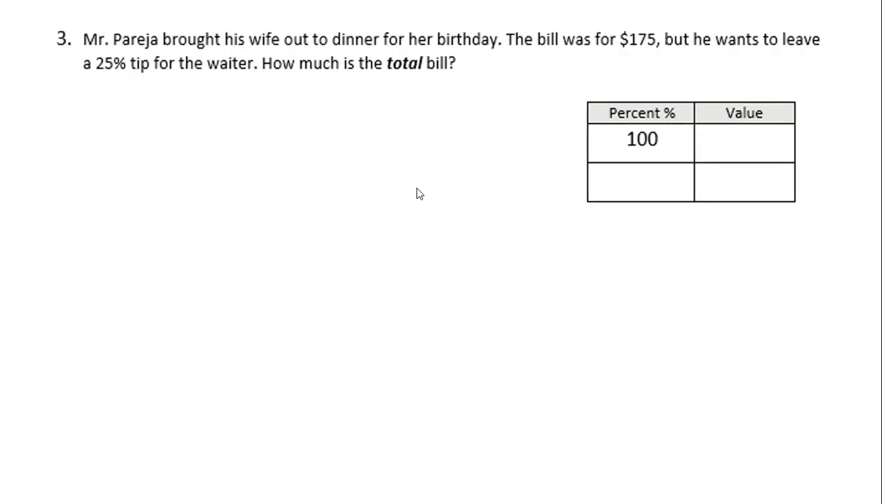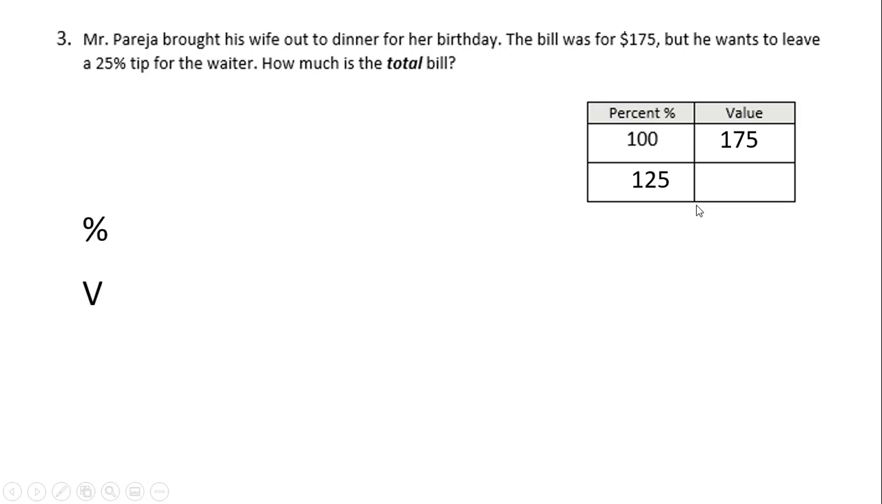Number three, Reha brought his wife out to dinner for her birthday. The bill was for $175, but he wants to leave a 25% tip for the waiter. How much is the total bill? 100% of the bill so far is $175. But that would be rude of me to leave with just paying for the food. You also should pay for the service. So I'm going to leave 100% plus 25% more for the waiter. I need to calculate 125% of the bill.